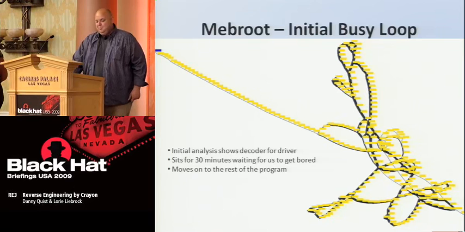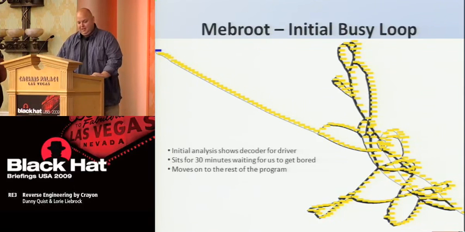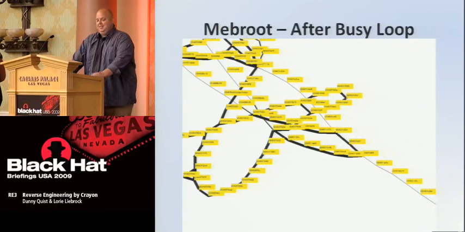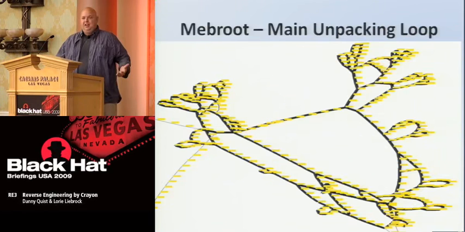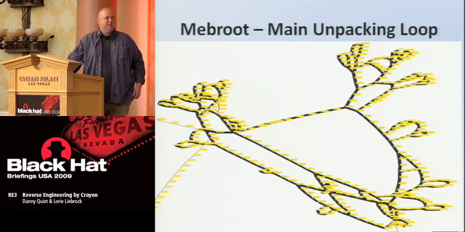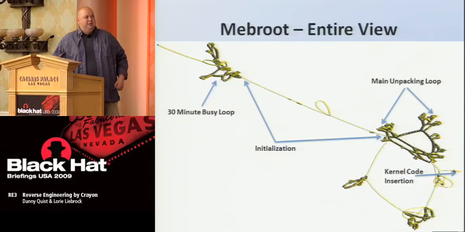So what MEBRU is, it's a hybrid user mode and kernel-based malware system. So what we're going to try and do is figure out where it's actually dropping that kernel virus. When I ran it, the initial analysis showed that it was dropping a driver, and basically what it was doing is sitting inside this busy loop. I guess it's just waiting for you to get bored. I don't know why it would be calculating things for 30 minutes. Maybe it's figuring out a Mersenne prime or something. But after that, it would move on to the rest of the program.